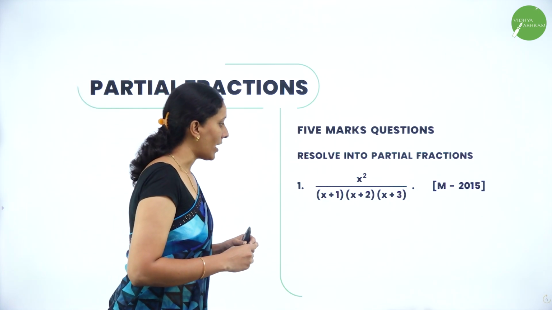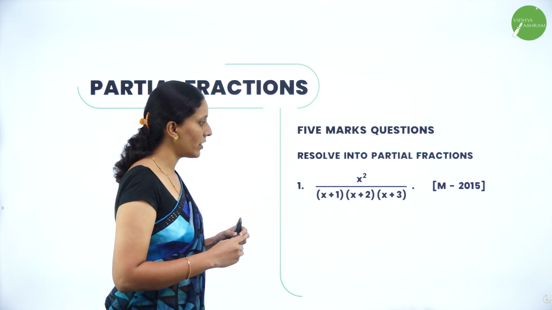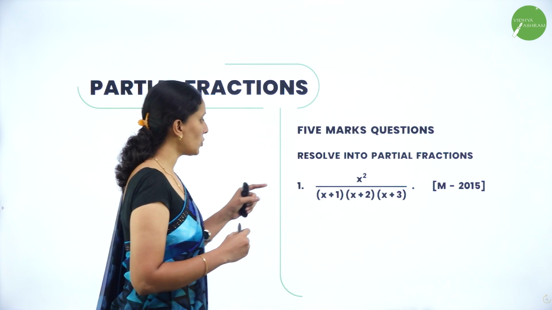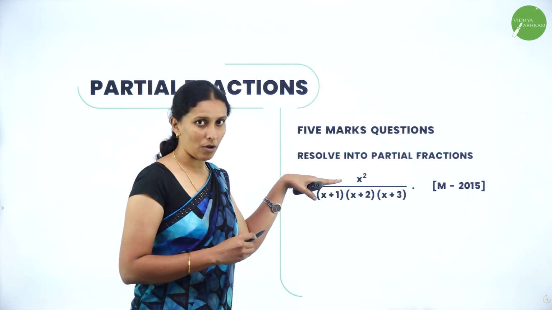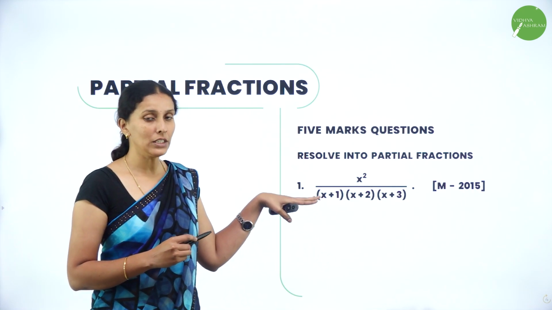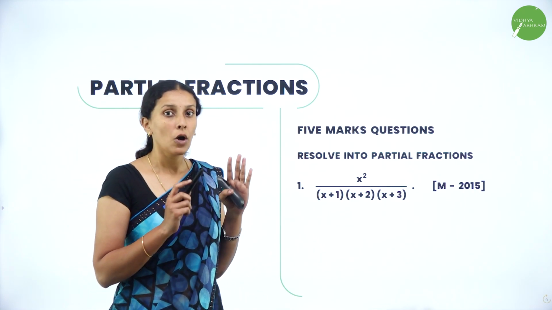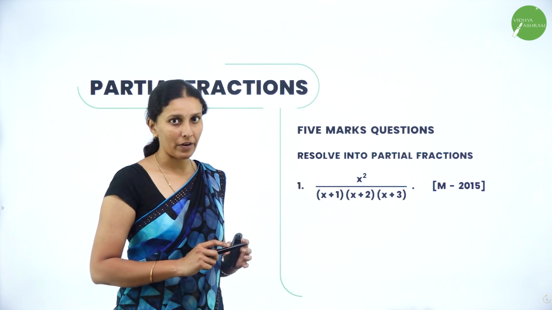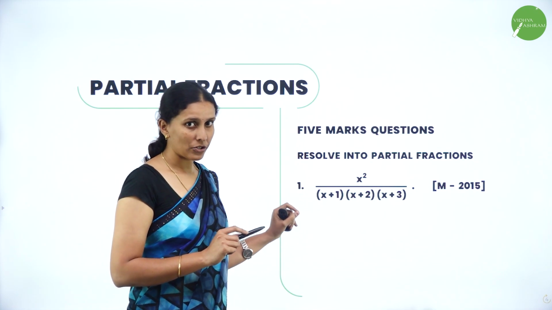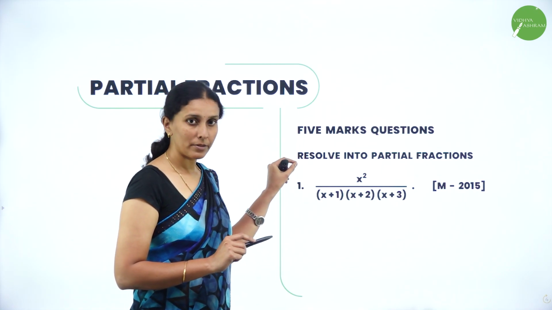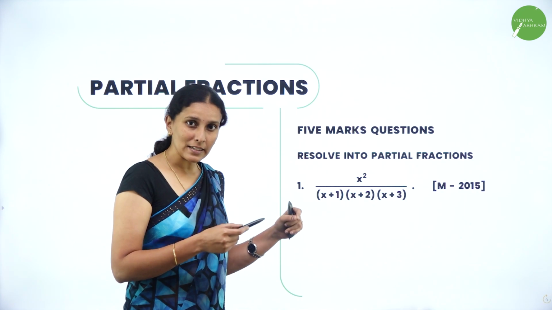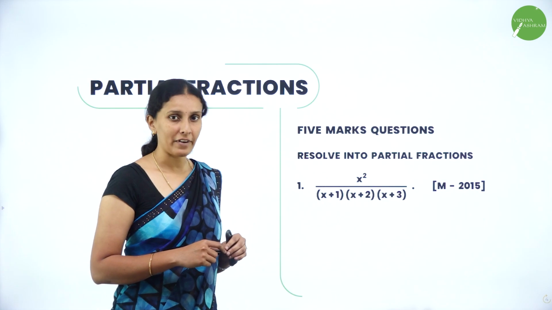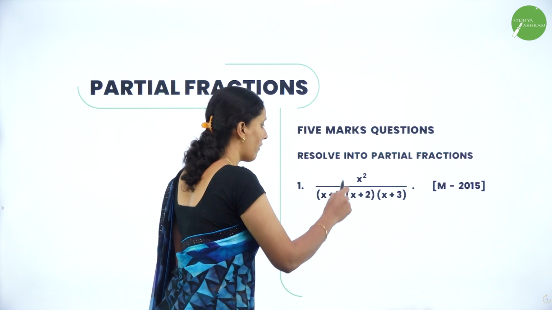Resolve into partial fractions: x square divided by (x + 1)(x + 2)(x + 3). Clearly you should know that always the degree of the numerator should be less than the degree of the denominator. Then only it is a proper fraction. Only a proper fraction can be resolved into partial fractions. In case an improper fraction is given, divide the numerator by the denominator, express it as a sum of a polynomial and a proper fraction, and then resolve the proper fraction. So let's start writing this.